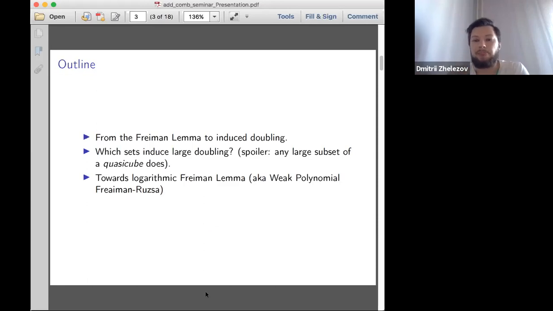It is not a very hard result. Back in the 60s, I think it was proved, or in the 70s. So this is a starting point. So the next step would be to find a larger family of sets which induce large doubling.